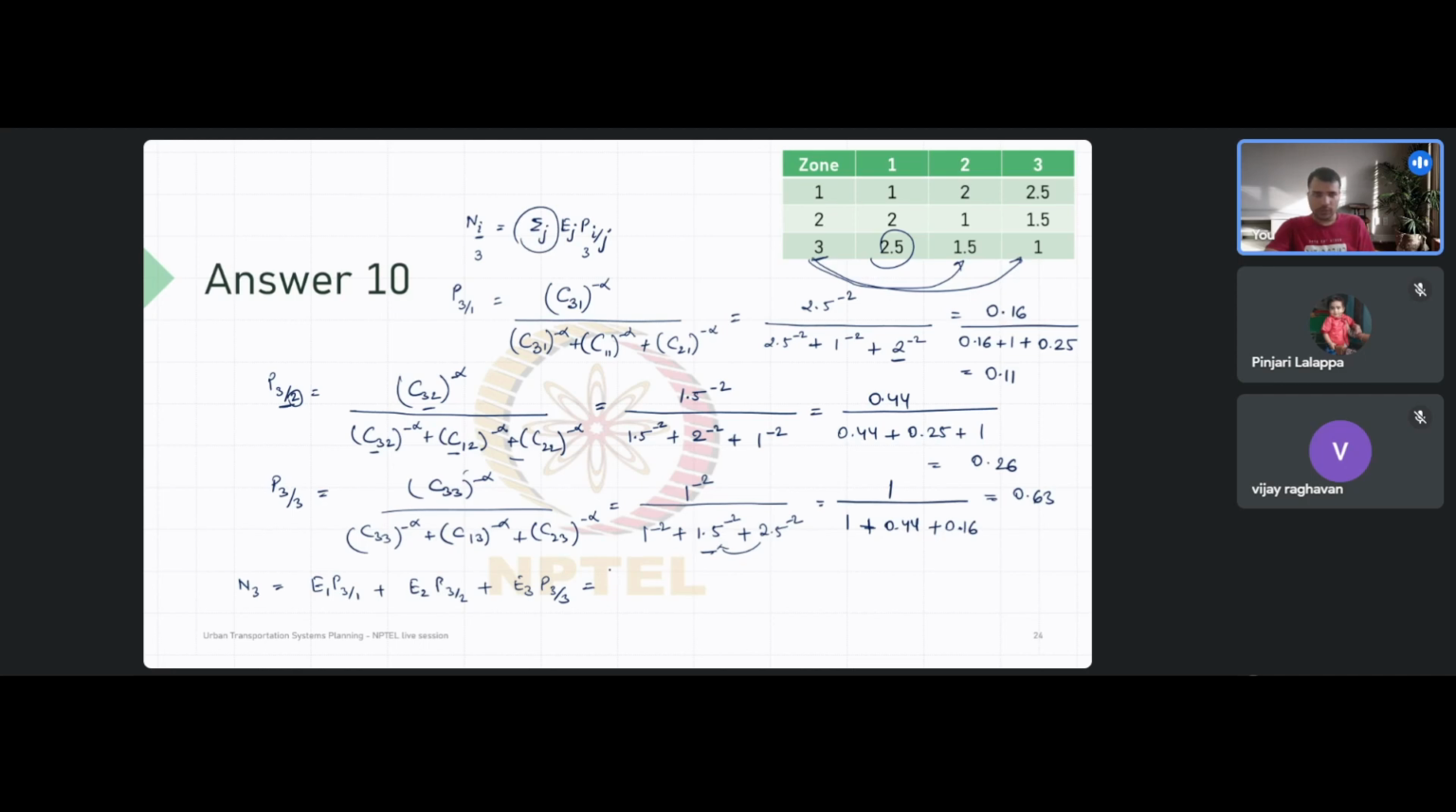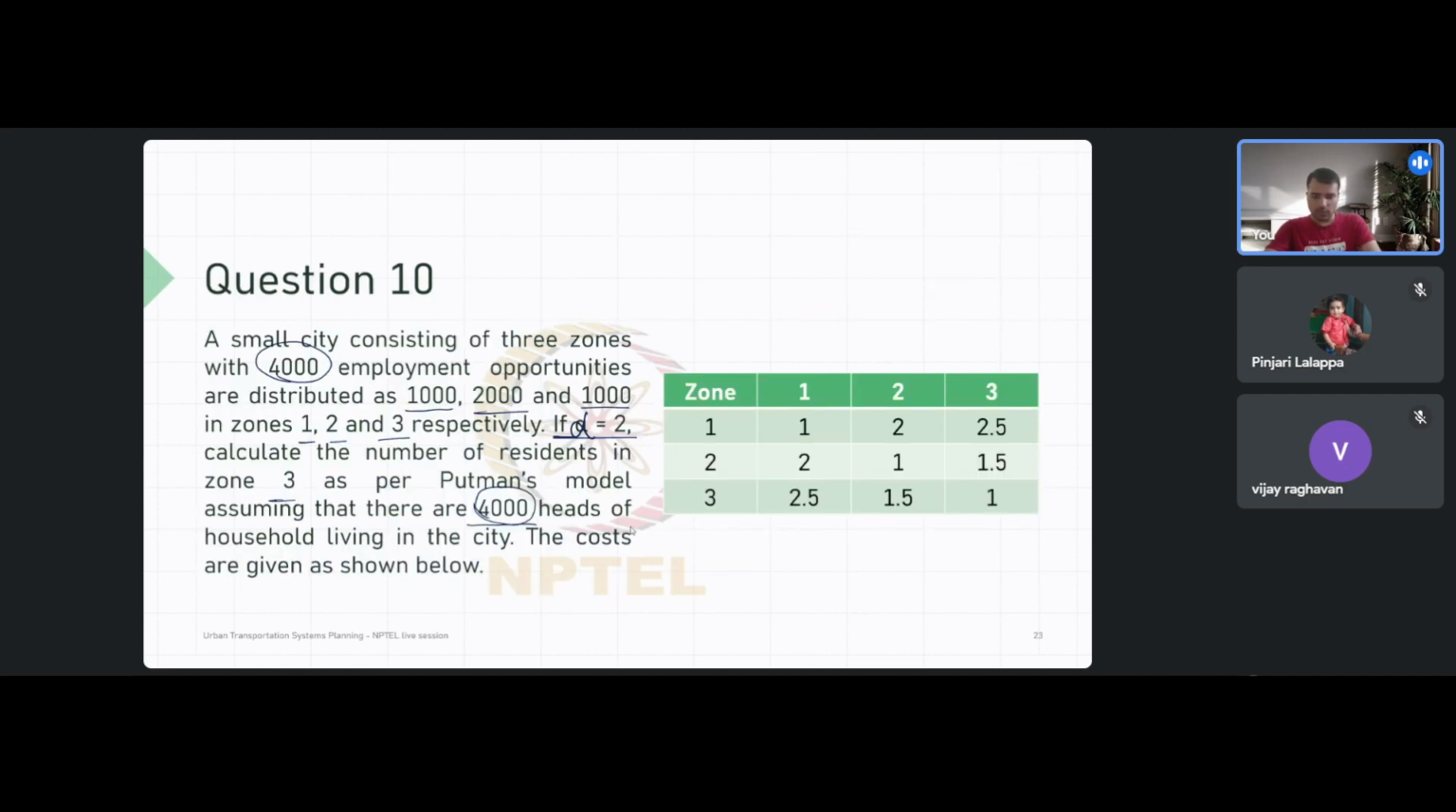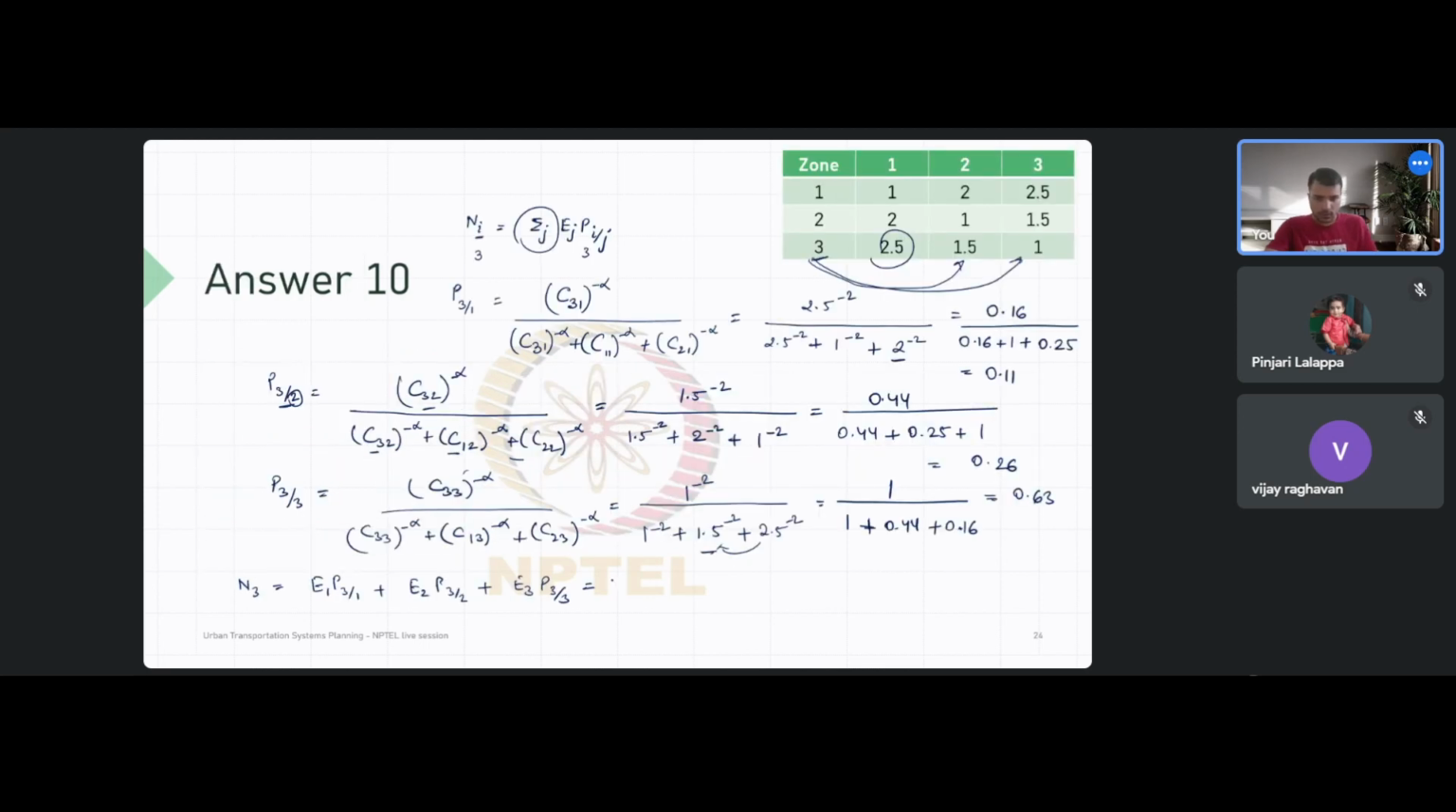So let's do E1. We need the values: 1000, 2000 and 1000. So 1000 into P31, 0.11. Next is E2. E2 is 2000, P32 0.26. Last is E3. That was also, I think, 1000. Value is 0.63.